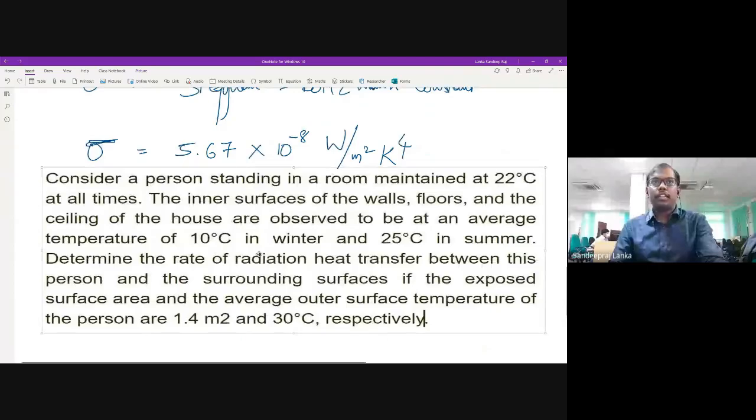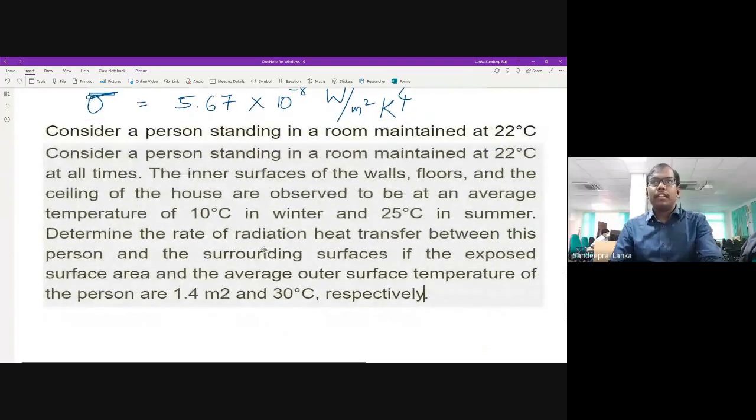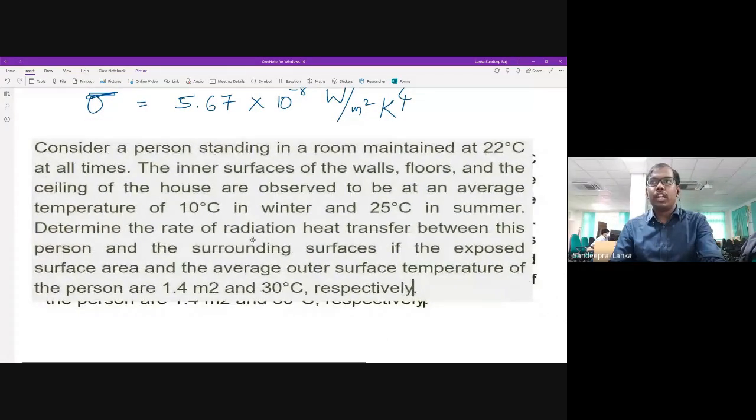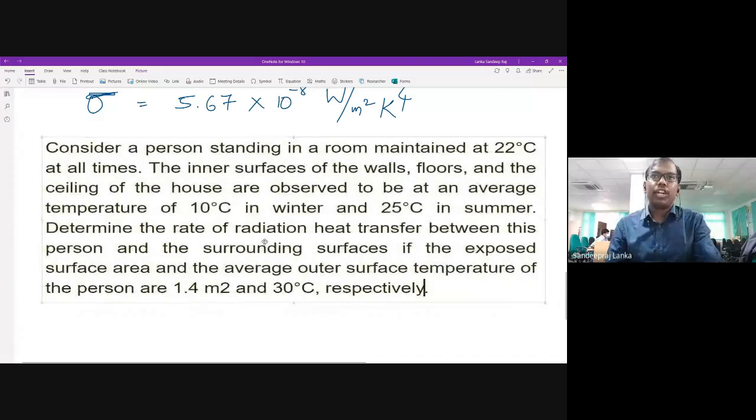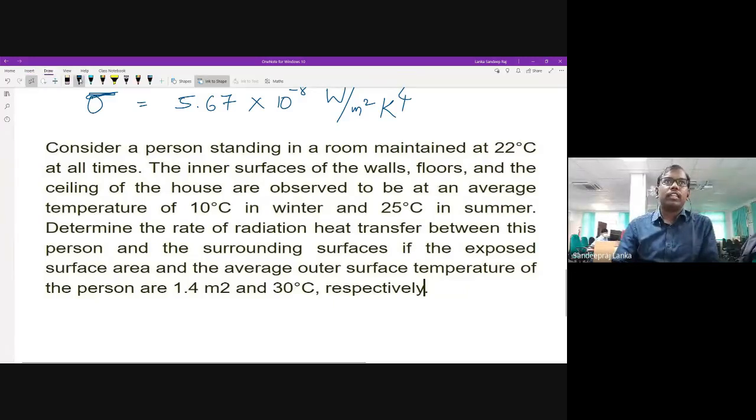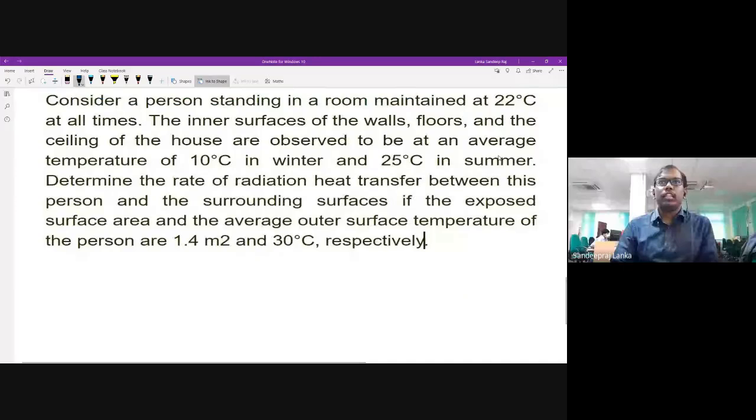So here is your problem. What you do is try to take a snapshot now, maybe on your PC or cell phone, and then once the class is over, you can make a note of this problem in your notes. Now, the problem goes this way. Consider a person standing in a room.